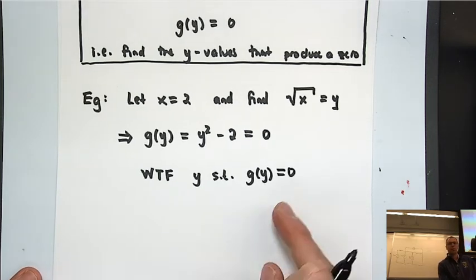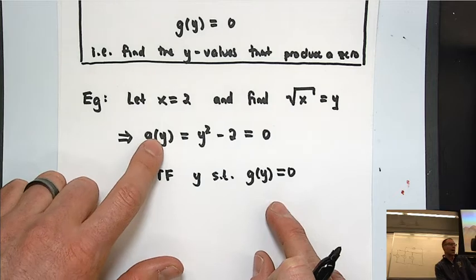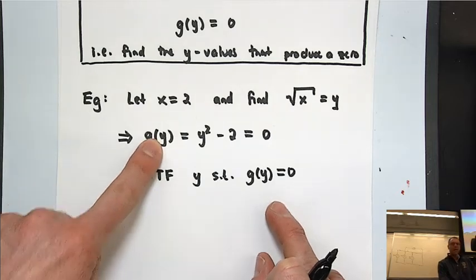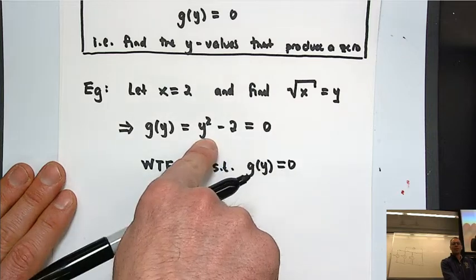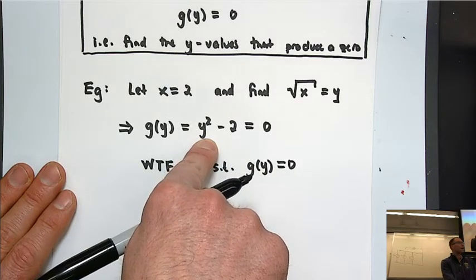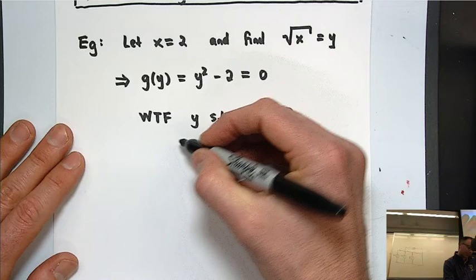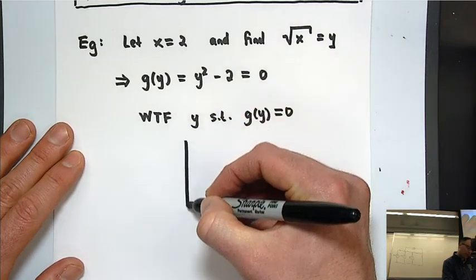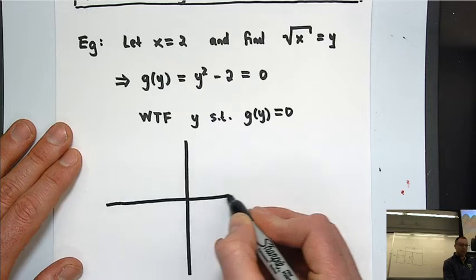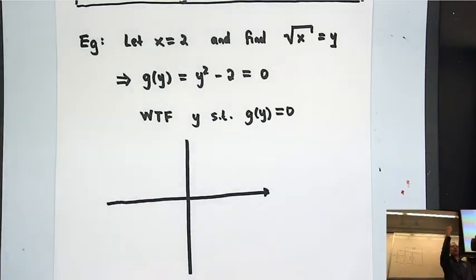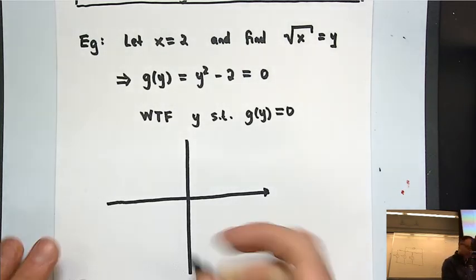That's a different conversation. So we want to find the y such that g of y is 0. Let me ask you this. What does that look like? What does y squared minus 2 look like? Can you draw it in the air? And let's do it with the fight the power. Use your middle finger. Yeah, you see it? Where's the vertex?